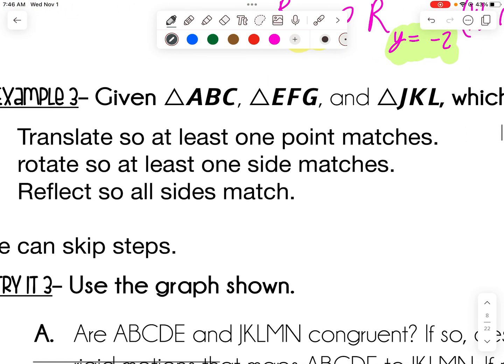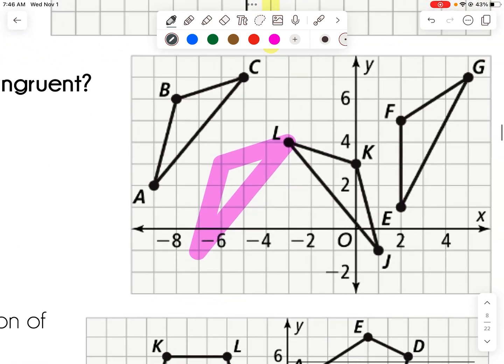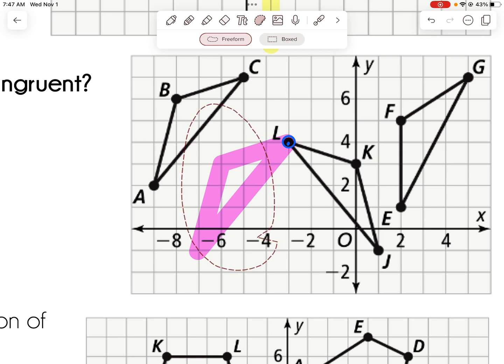Remember, my step 2 is to rotate, so one side matches. Now, the rotation, I'm going to use my center at that same point in our figure. So the rotation is going to be at point L, because I don't want to move C and L. C needs to stay where L is, so I'm going to rotate it around there. All right, now, as I rotate it, I can rotate it in 2 different directions.